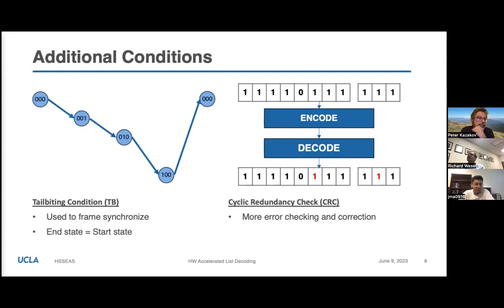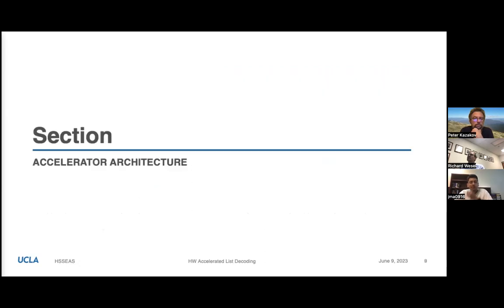Another condition that we can place on the message is adding a CRC portion to it, which is something we add to the message so that after decoding, it can provide further error correction and error checking to ensure that the message we received is what we wanted to send. So that's an overview of list decoding, and I think this project aims to accelerate the parallel list Viterbi decoding algorithm for tail biting codes that also have CRC.